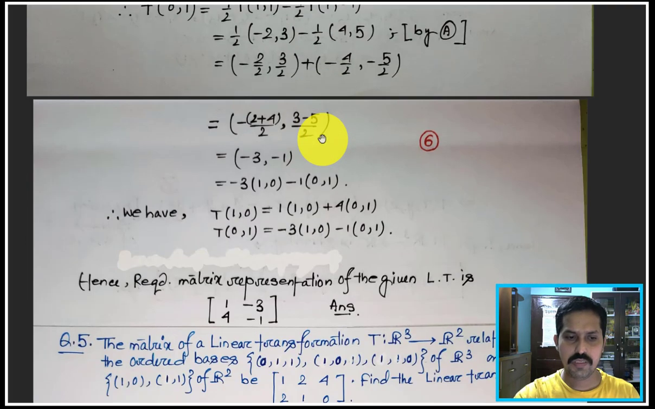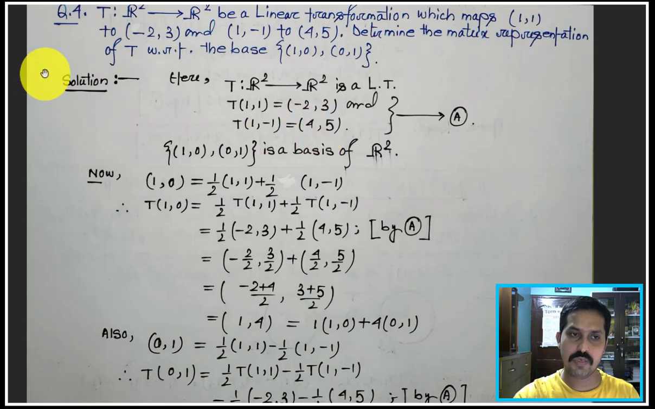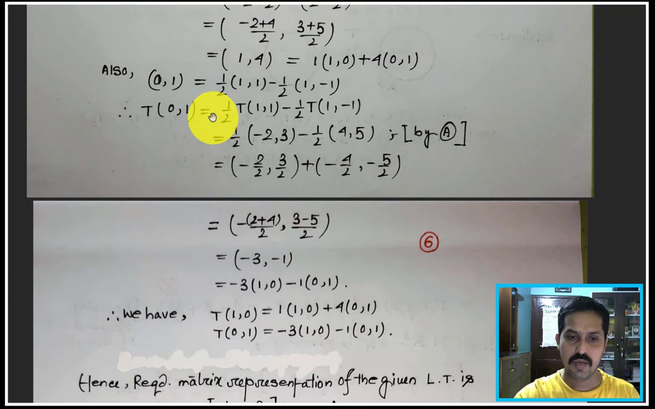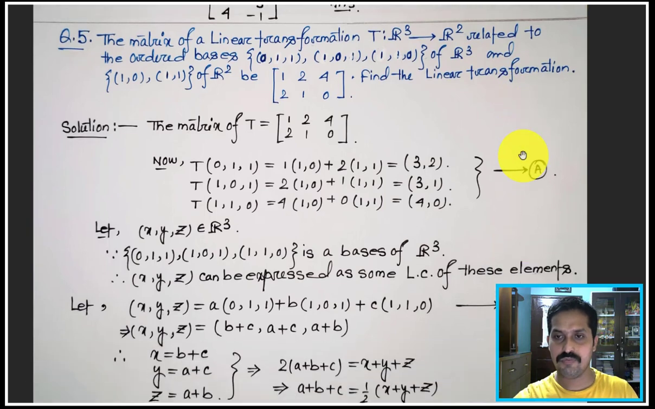Now come to my next example, which is very important. Actually example number 4 is also very important, but example number 5 is the reverse of the above two. Here the matrix is given, and we have to find the linear transformation.